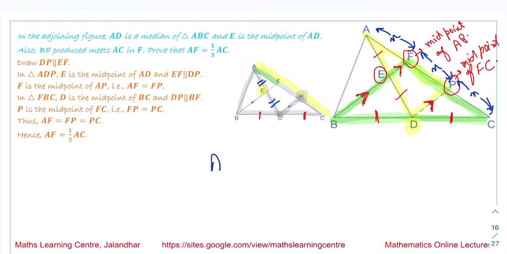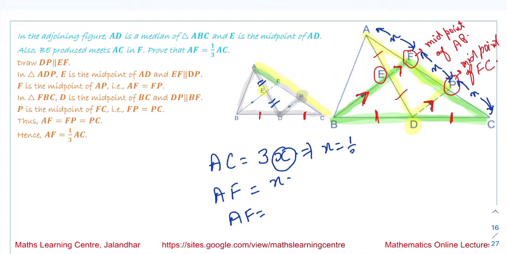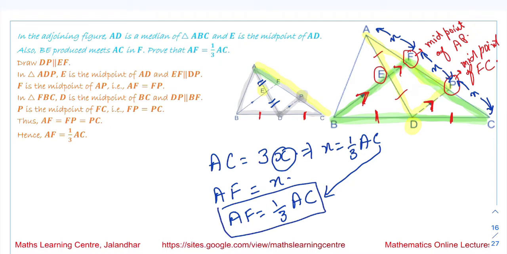So the total length of AC is equal to 3x, and what we have to calculate is the value of AF. We are saying it is x. So the final answer we will get is that AF is equal to the value of x. From this you will get, it is 1 by 3 times AC. You put it over here, it is 1 by 3 times AC. So we get AF is equal to 1 by 3 times AC.